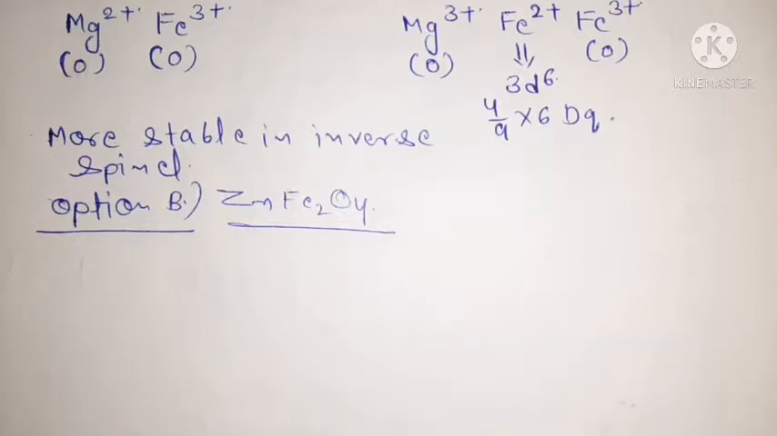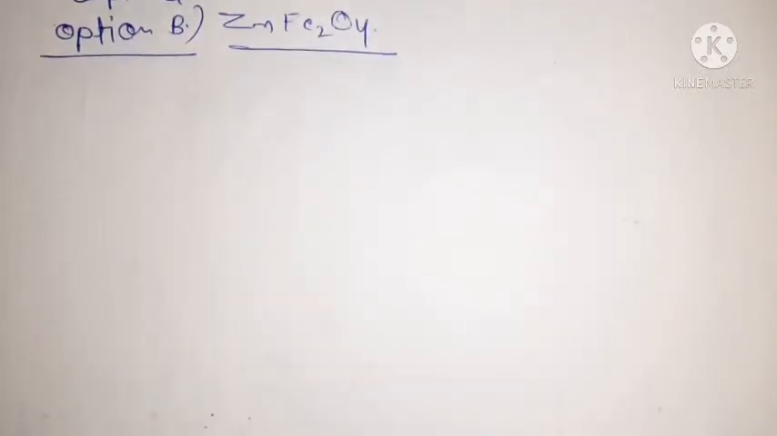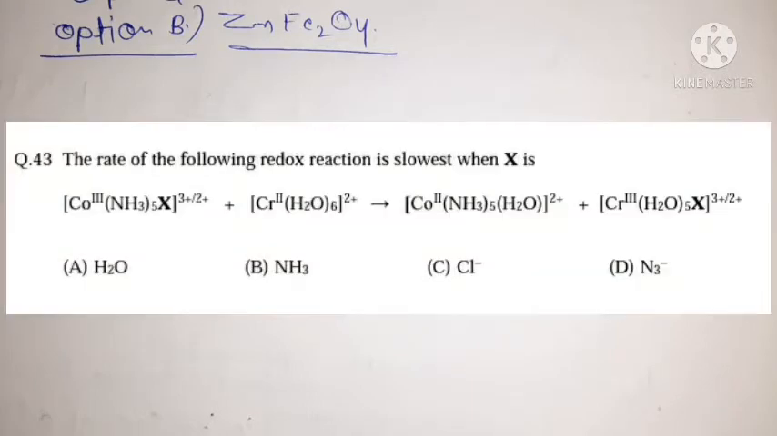Now we move towards our next question. See, it says the rate of the following redox reaction is slowest when X is, and we have four options. Okay, so there is a reaction given in this question, and you must find out what X is in this reaction. And we have four options: H2O, NH3, Cl minus, and N3 minus. Understand? Okay. So let's do the solution of this question.